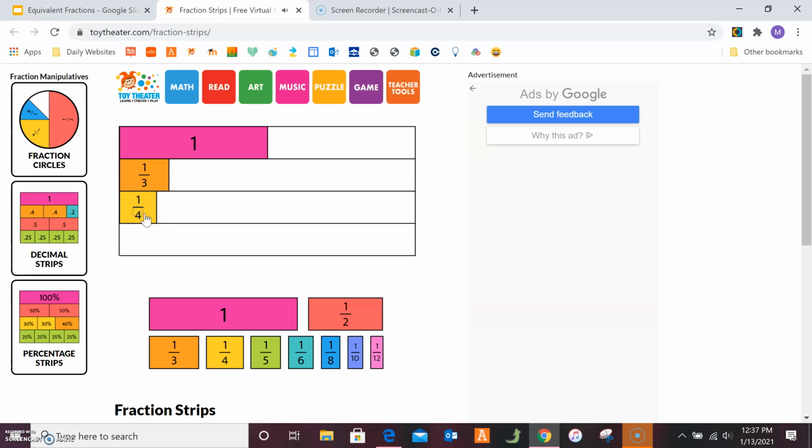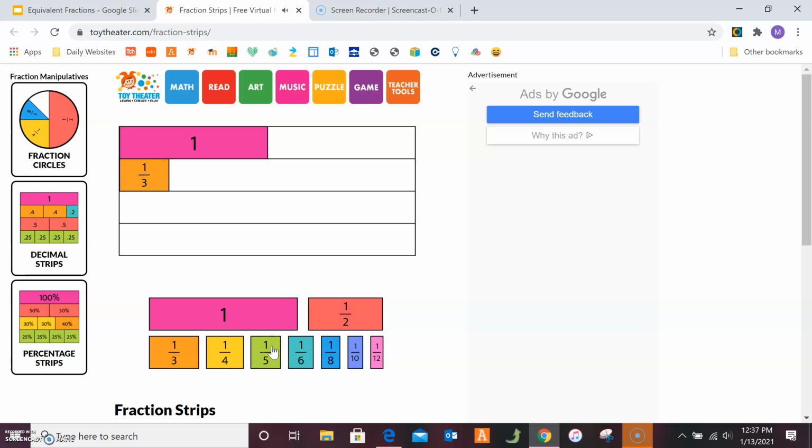Let's see. Well, when I put this first one there, I do notice that it's pretty close to 1/3, but it is a little smaller. Remember, looking at my denominators, I know that the larger the denominator is, the smaller the piece will be. So my fourths are going to be smaller than my thirds. But I think if I put a second fourth up here, it's going to be too large. So that doesn't work. So our fourths will not be equivalent to our 1/3.